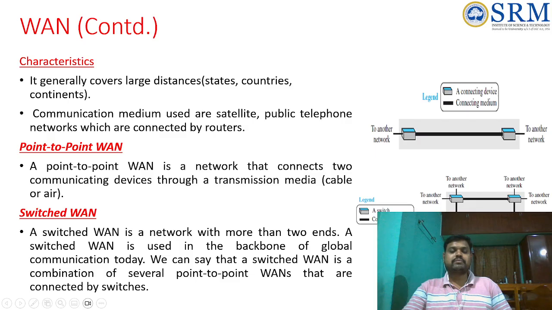So there are different types of WAN: point-to-point WAN and switched WAN. In a point-to-point WAN, you have a dedicated link from one country to another country, whereas in a switched WAN, intermediate devices or routers will be there to forward your packets from one end to another end.